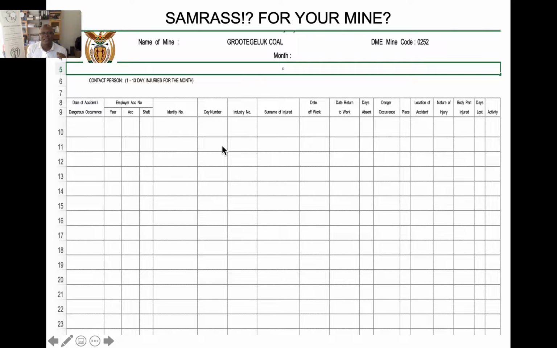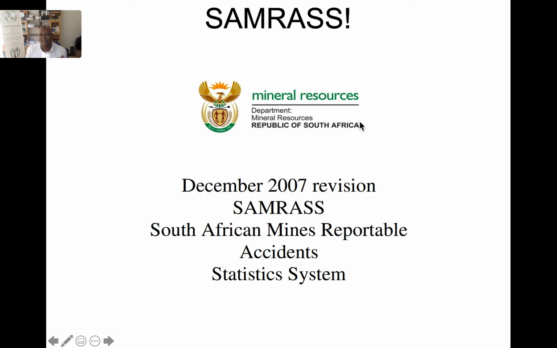Each accident will have an identifying number, say in your own local mine. You will see they want the date of the accident or dangerous occurrence, you must fill it in, the year, the employer account number, the shaft where it happened, the identity number of the injured, company number of the injured, industry number of the injured, or the surname of the injured, date of work, date of return to work, days absent.